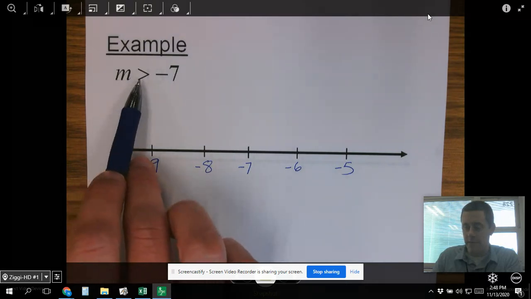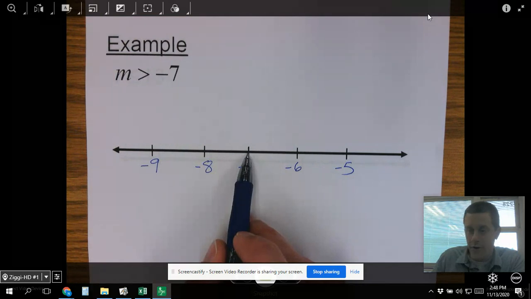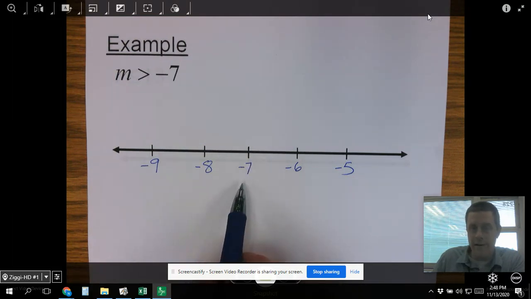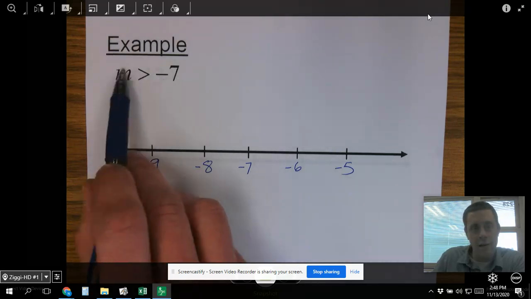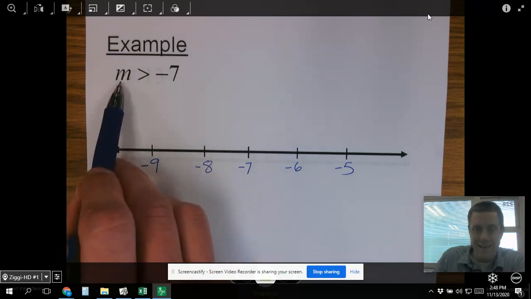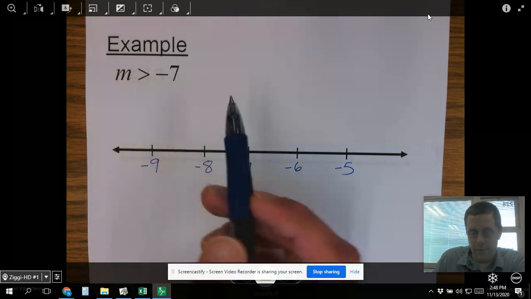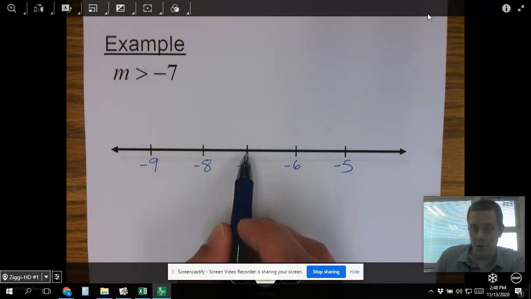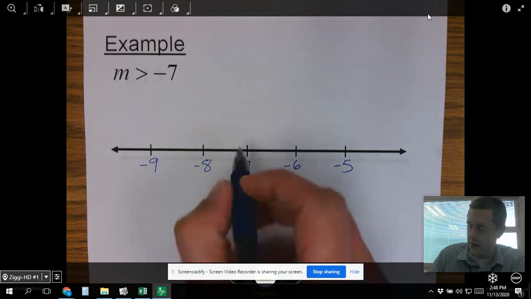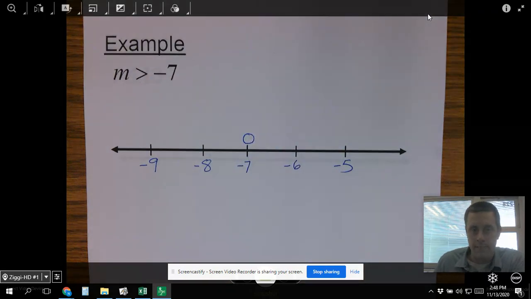Let's graph m is greater than negative 7. So negative 7 is the given value. That is going to be the starting point of my graph. Now I need to determine, will I use an open circle or a closed circle to start this graph? Well, to do that, test negative 7. If I plug negative 7 in for m, is negative 7 greater than negative 7? Well, no, negative 7 does not have a greater value than negative 7, so I don't want to include negative 7 in my solution set, which means I'm going to begin my graph with an open circle.